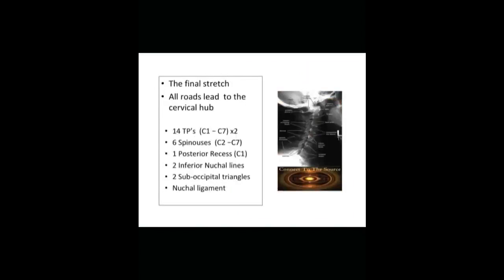Now, there's 14 TPs down there, C0 down the C to T1, and there's 6 spinouses and so on. At the end of the day, there is probably a 5x3 square that lives here, somewhere in this zone, that you get to work in. And everybody's got the same spots.